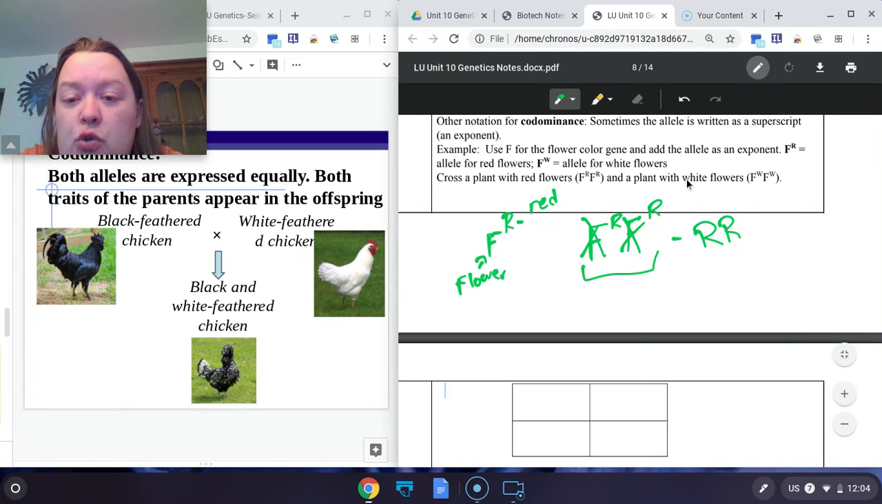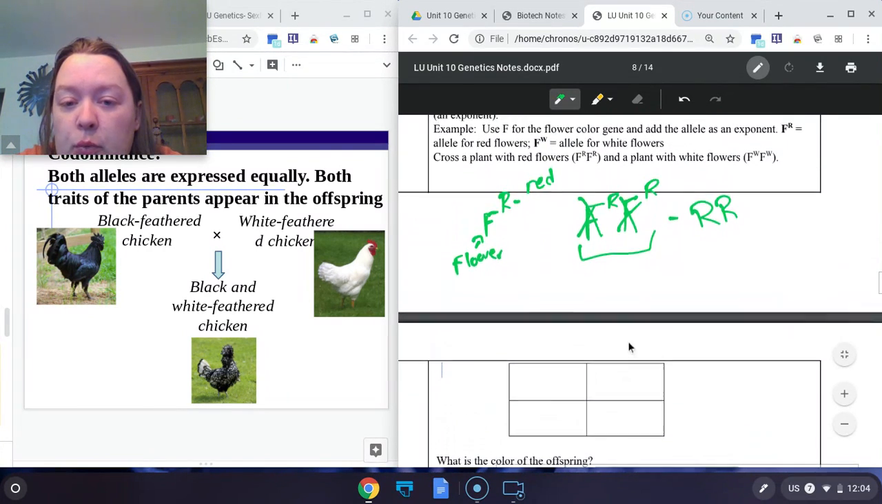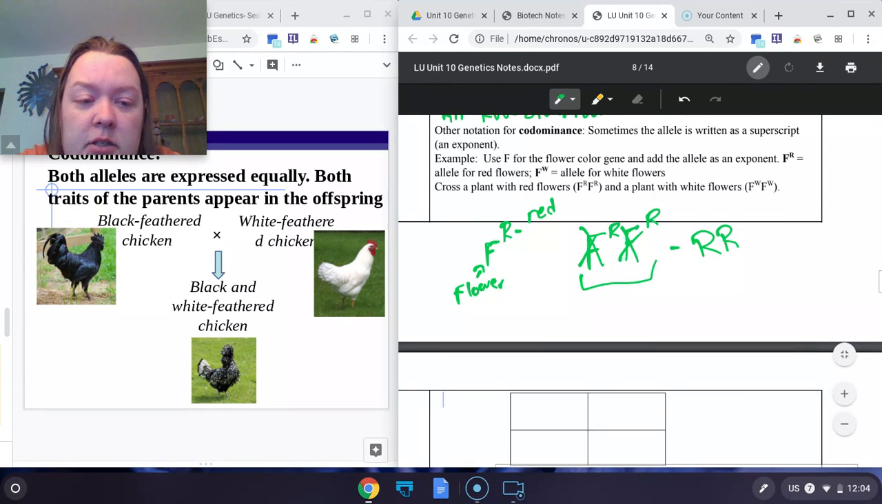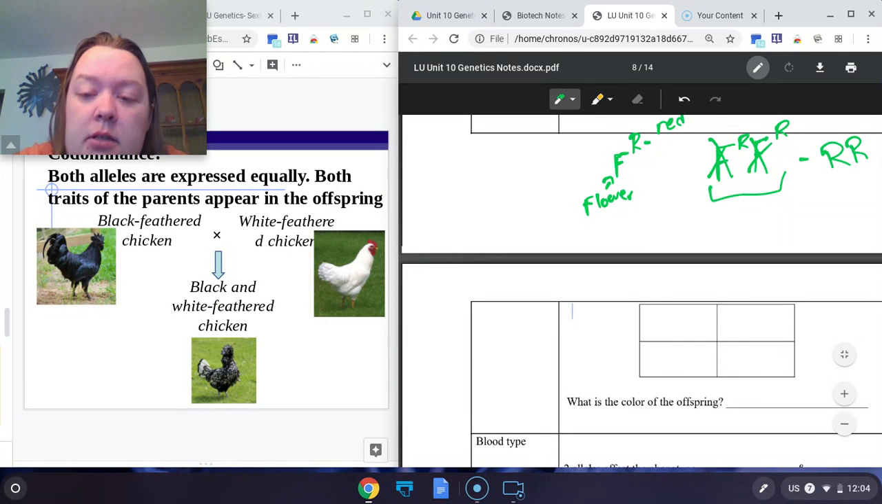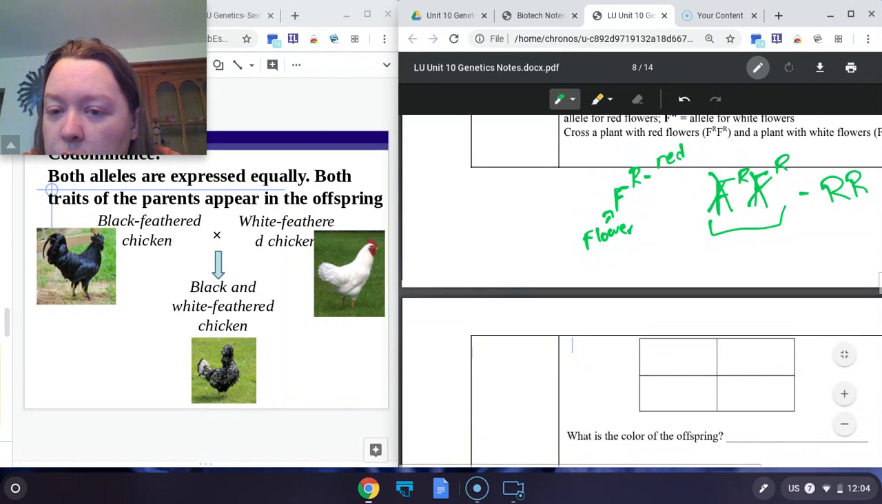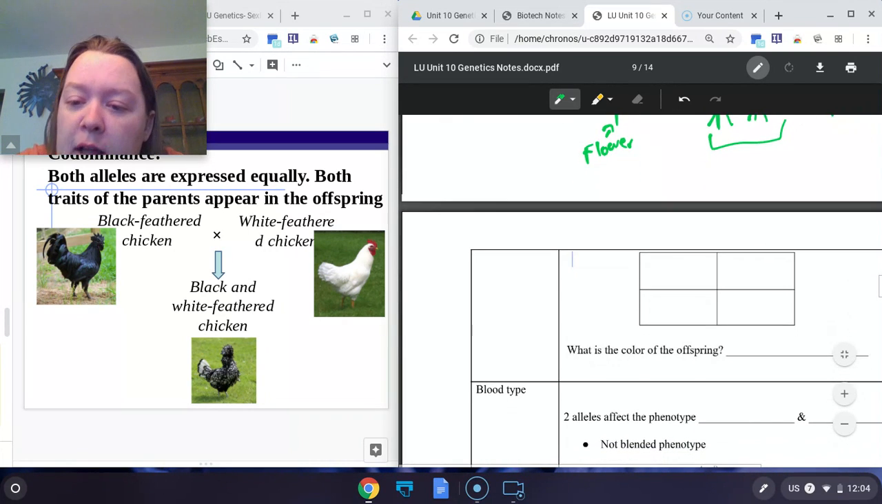So I'm going to draw a square. We're going to do a square, and we're going to do it both ways. So we're going to do codominance, meaning we have 3 different combinations. We're going to cross a red flower and a white flower. So I'm going to cross a red with a white.